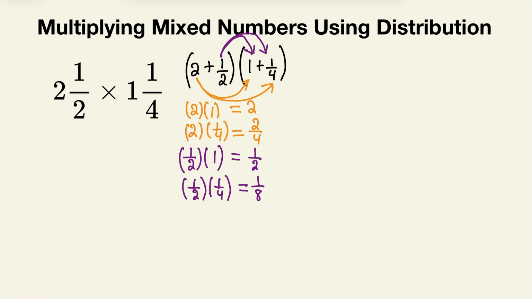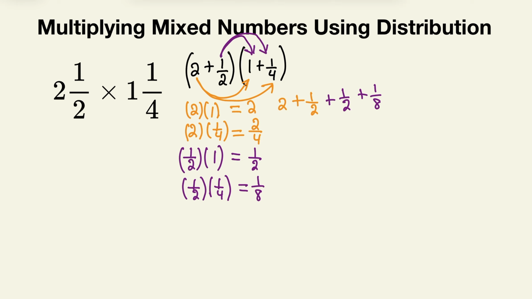But I want you to notice we have 2/4. Well, 2/4 simplifies to 1/2. So let's rewrite this as 2 plus 1/2 plus 1/2 plus 1/8. All right, and notice something else. 1/2 plus 1/2. Well, 1/2 plus 1/2 equals 1 whole.